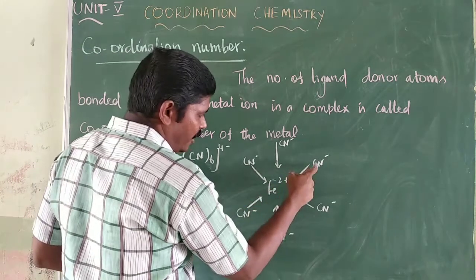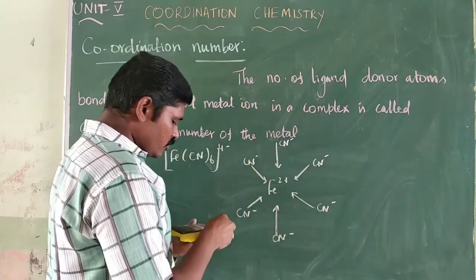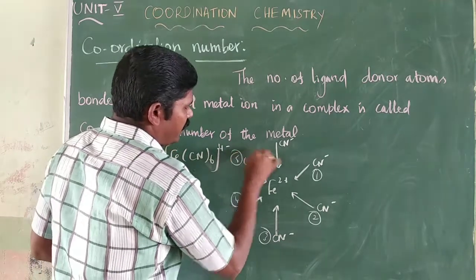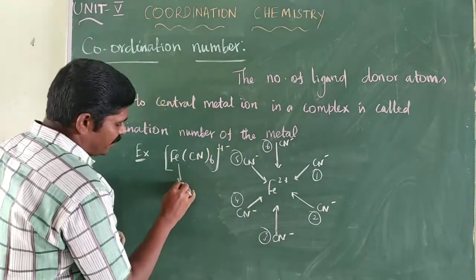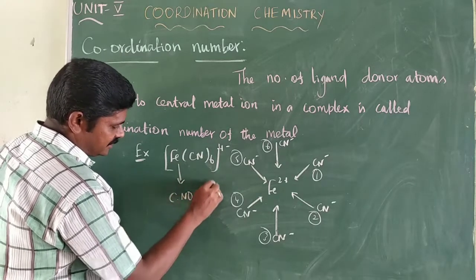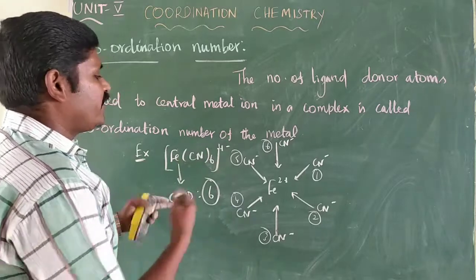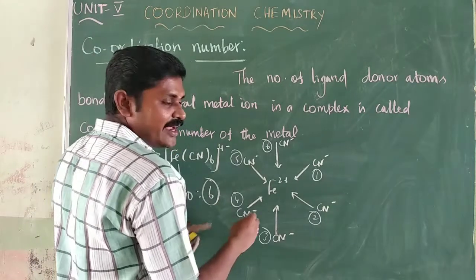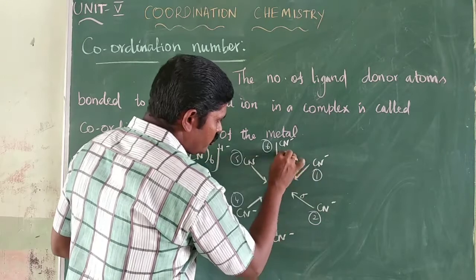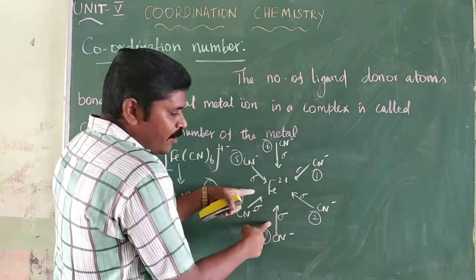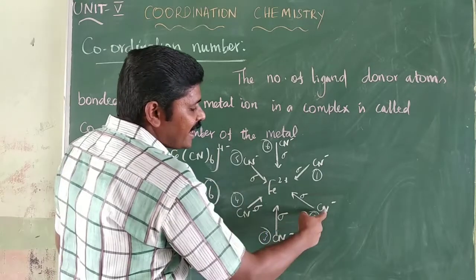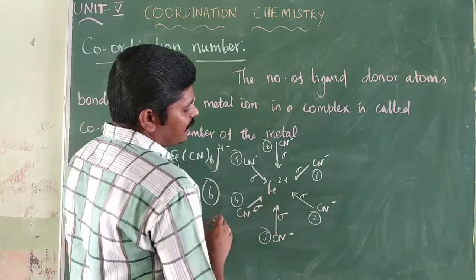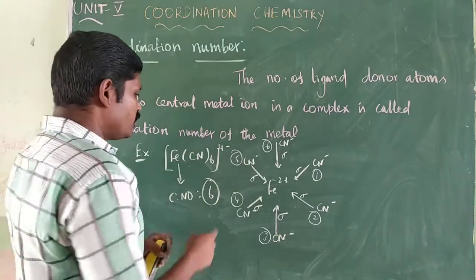So the number of ligand donor atoms, 1, 2, 3, 4, 5, 6. So the coordination number of the central metal ion is 6. In other words, the coordination number is equal to the number of sigma bonds, 1, 2, 3, 4, 5, 6, between the ligands and the central metal atom. Right? So coordination number 6.